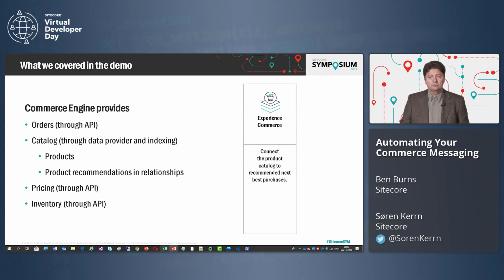Commerce Engine, of course, plays a big part of it. The orders we get from the API. The catalog is provided using the data provider and index, and it contains the product catalog with products and relationships containing the recommendations. Pricing and inventory we get through the API as well.